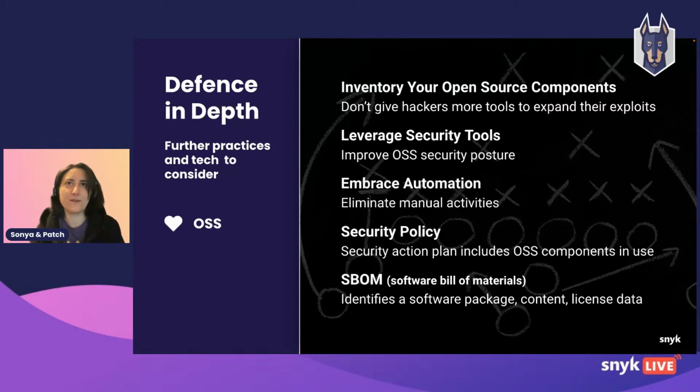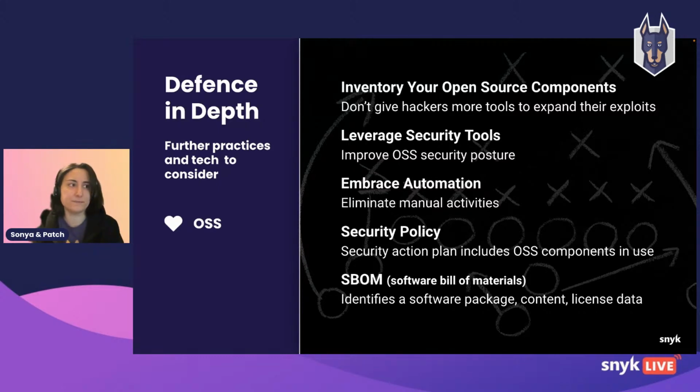And let's start with the OSS level. So first of all, inventory your open source components. It's important to know what you have. Don't give hackers more tools to expand their exploits. Leverage security tools, just to improve your OSS security posture in general. Embrace automation, because you don't want to have manual activities. Also include your open source software components in use within your security policies to have that visibility. And you can also produce an SBOM, which is a software bill of materials, just to identify the packages that you have and all the licenses.